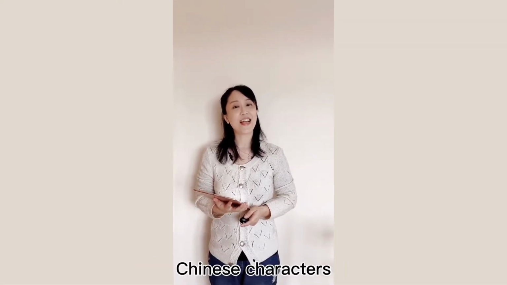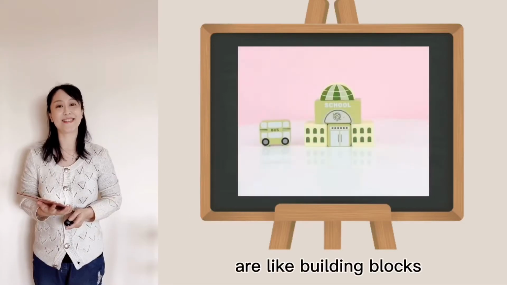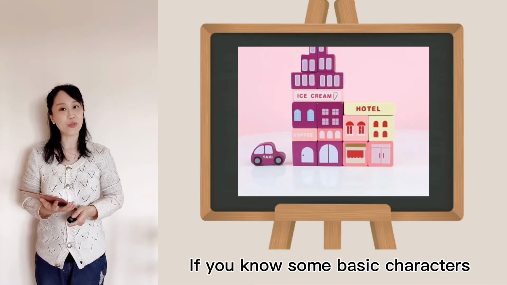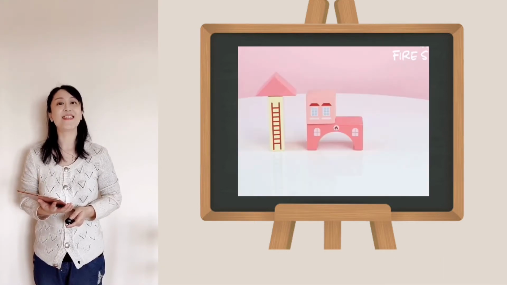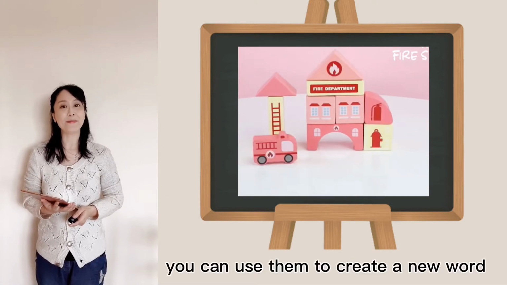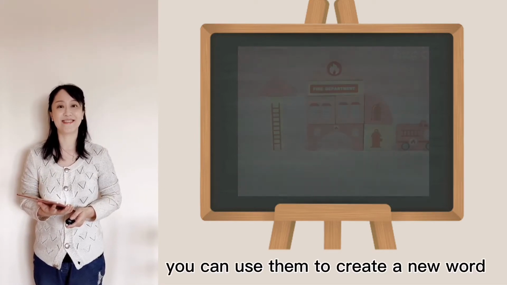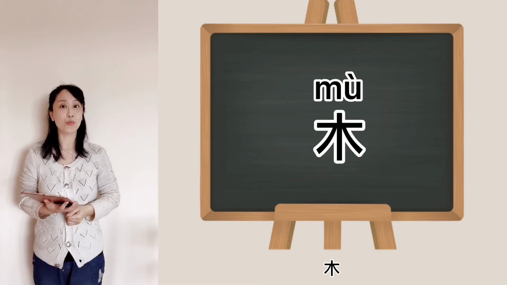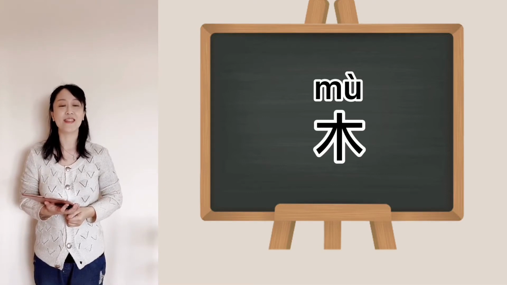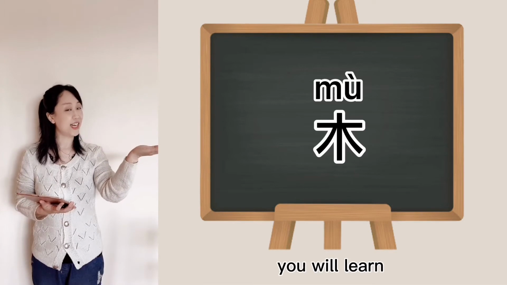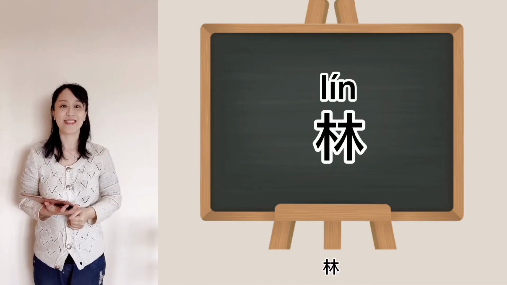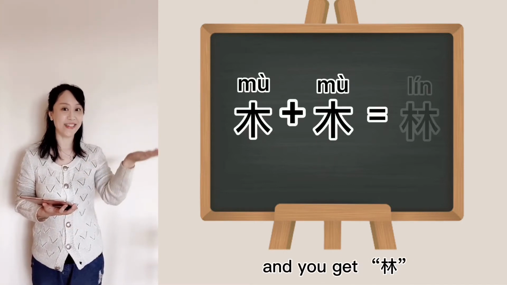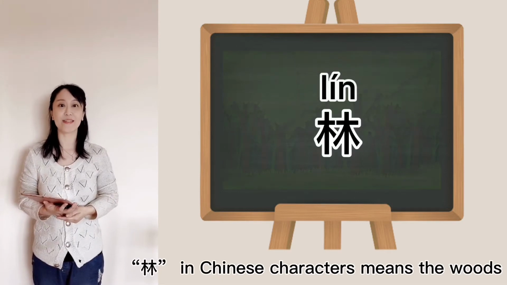Secondly, Chinese characters are like building blocks. They can be combined in a variety of ways. If you know some basic characters, like bricks, you can use them to create a new word. For example, if you know 木 means tree, you will know 林. So you put two 木 together and you get 林. 林 in Chinese characters means the woods.